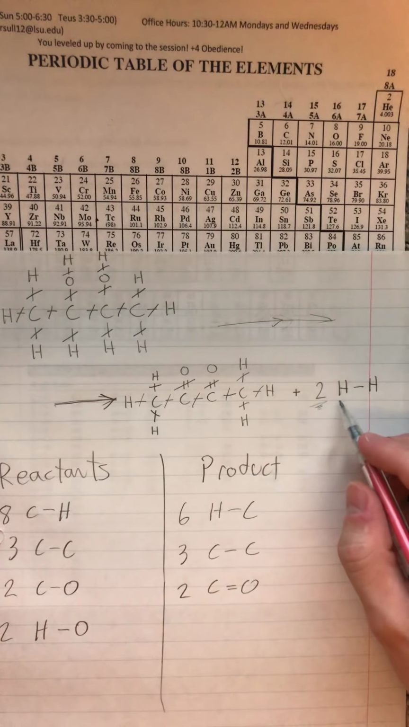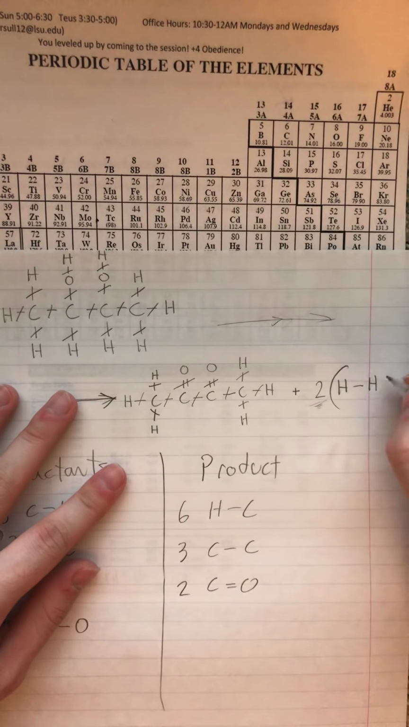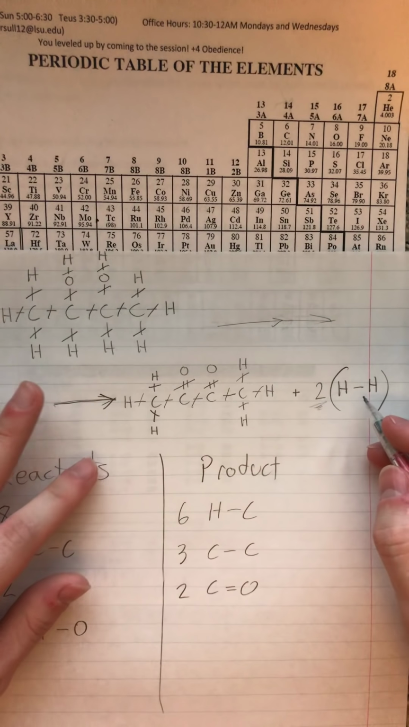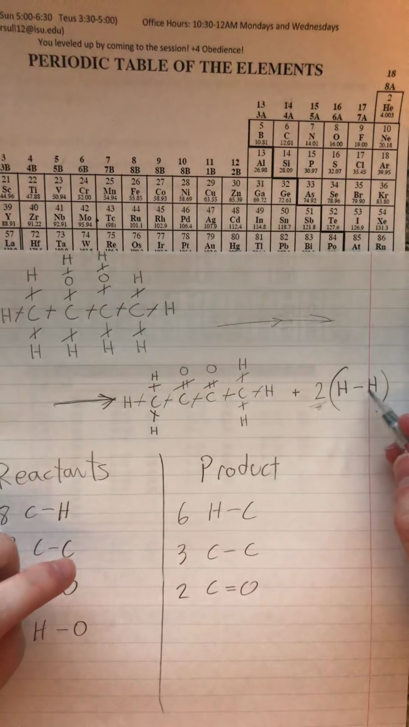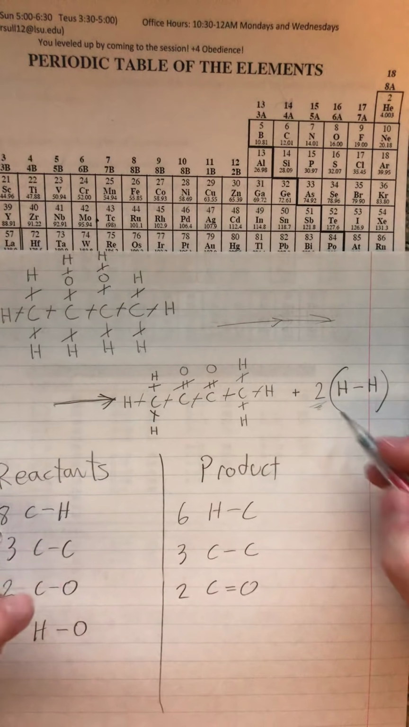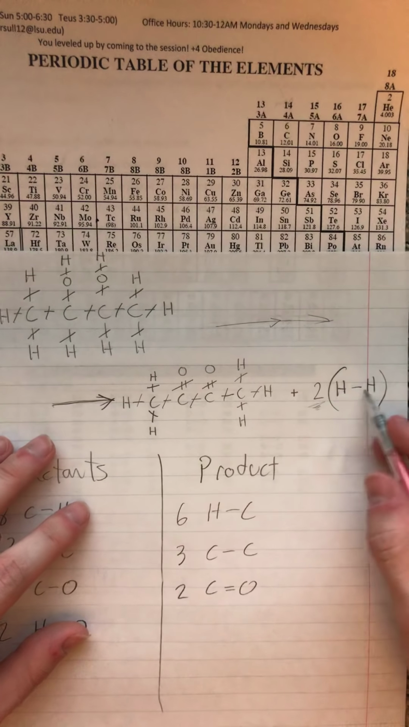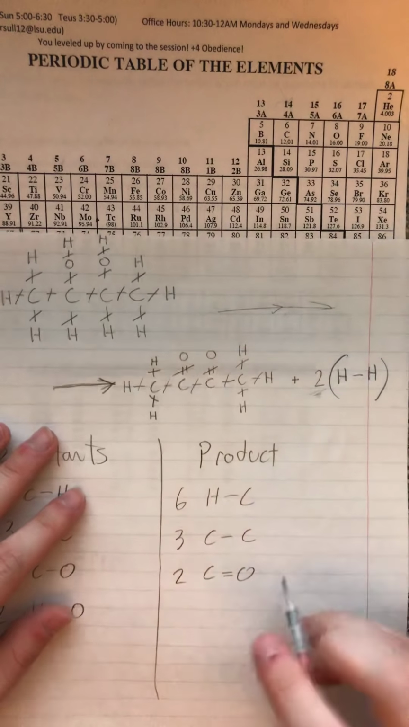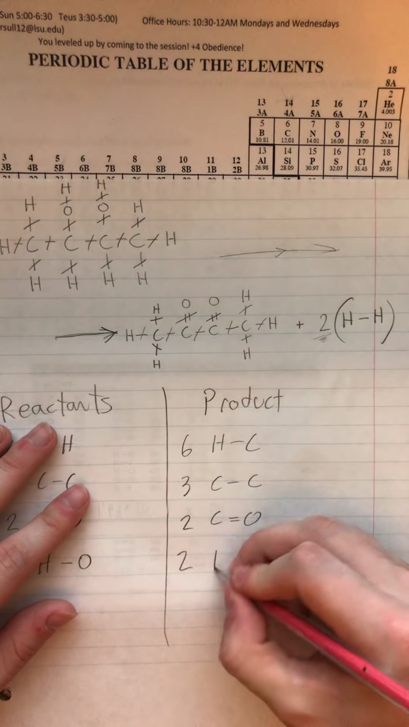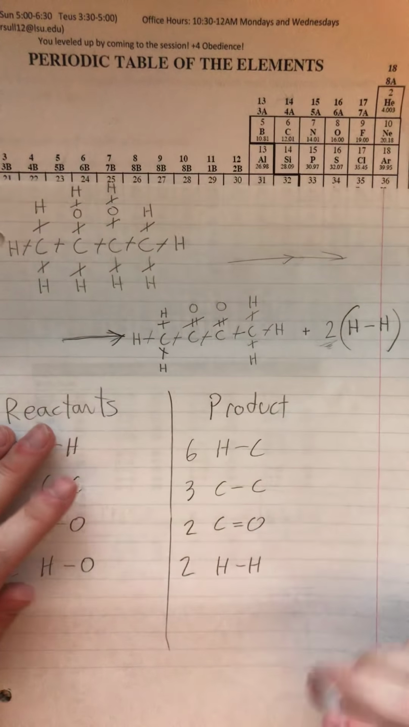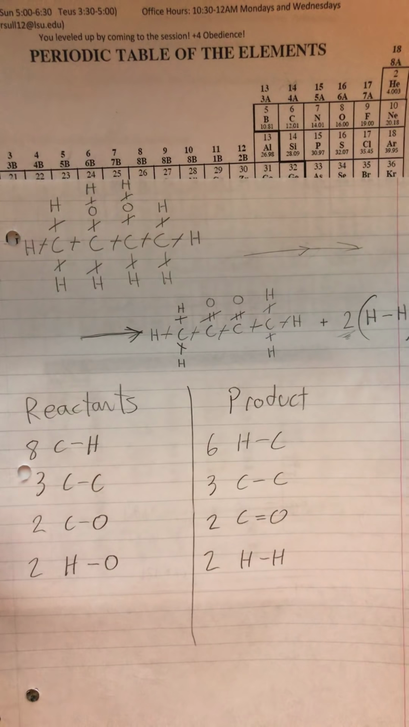Anytime there's a coefficient like that, it means you have 2 of this entire thing. So any bonds that are in this parentheses, you have double. Okay, so I have 1 H to H here, but there's a coefficient, so that means I have 2 H to H bonds.